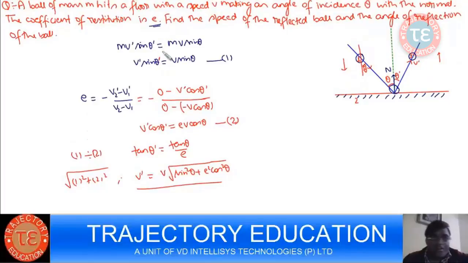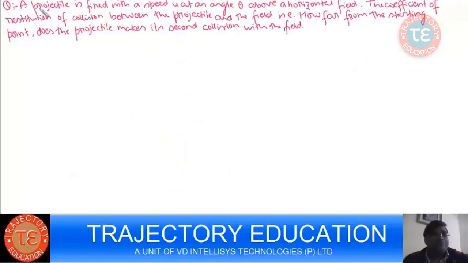Okay, so that's something about oblique collision. We have two kinds of collisions: oblique collision and head-on collision. I'll go for the next question. Right. Let me show this question for you.